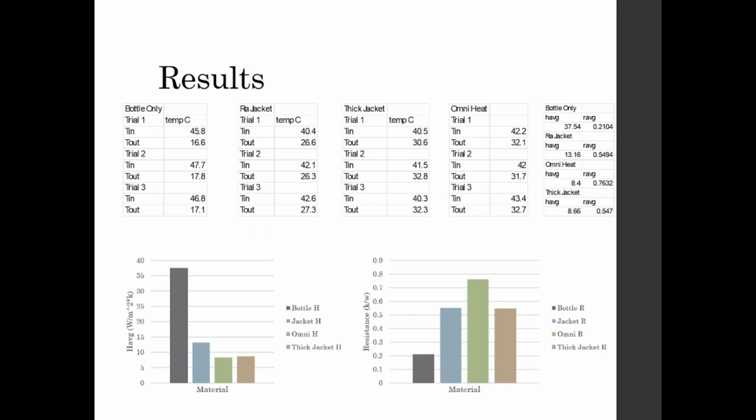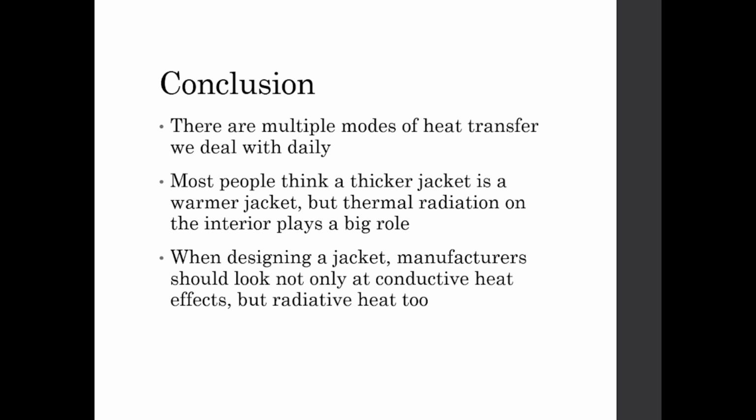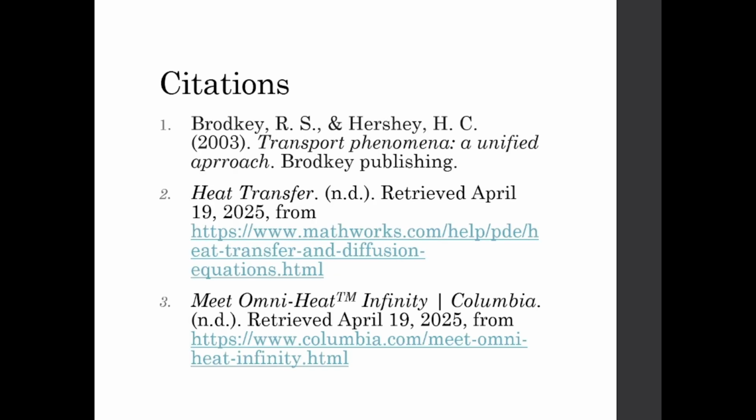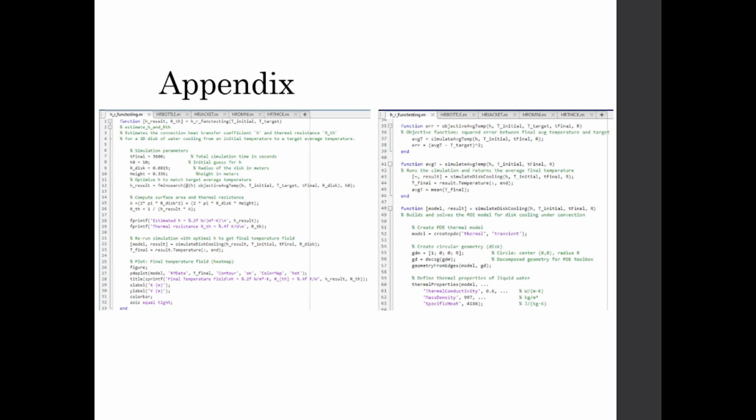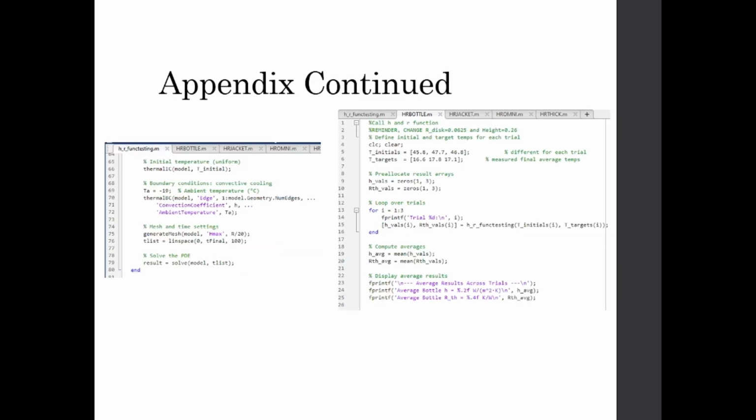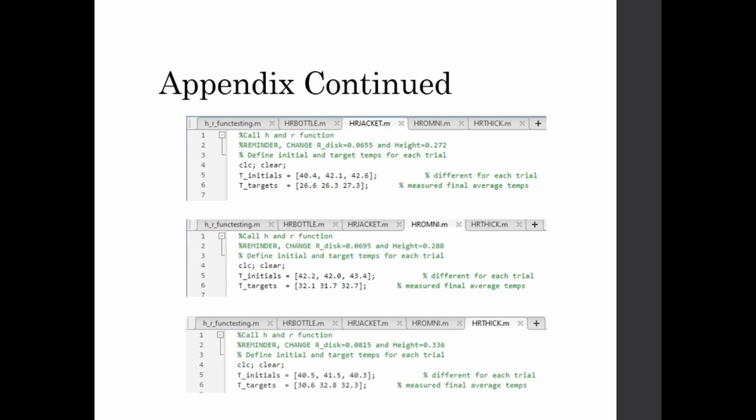If I were to do this experiment again, I would also model radiative heat effects. However, it is difficult to model these within MATLAB, as the createpde toolbox only models convective heat transfer. These are my citations used for this experiment. This is the appendix of my MATLAB code used to model. You can see here that the only difference between the HR bottle and HR jacket code are the initial and final temperatures. Everything else is the same.